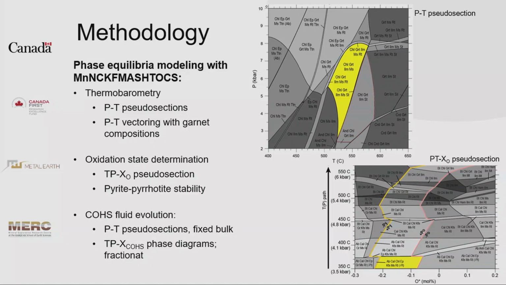And we're basically doing three things with it. We're trying to determine the PT vectors, the PT history of the rocks, and the stability of pyrite, pyrrhotite, and the oxides, because this has quite profound effects on our predictions. And then, of course, how much fluid is being generated, what the composition of the fluid is, and at what time.